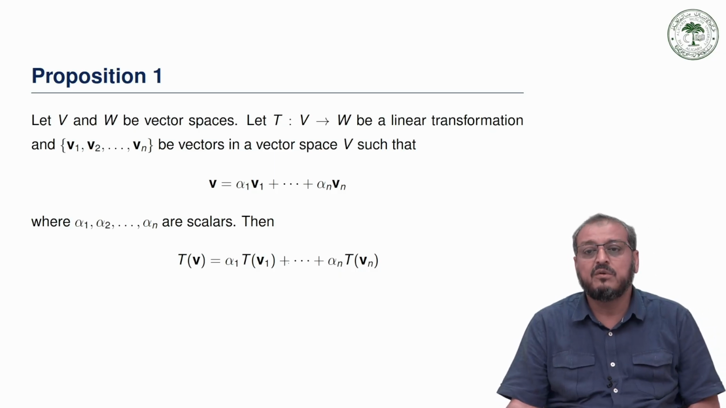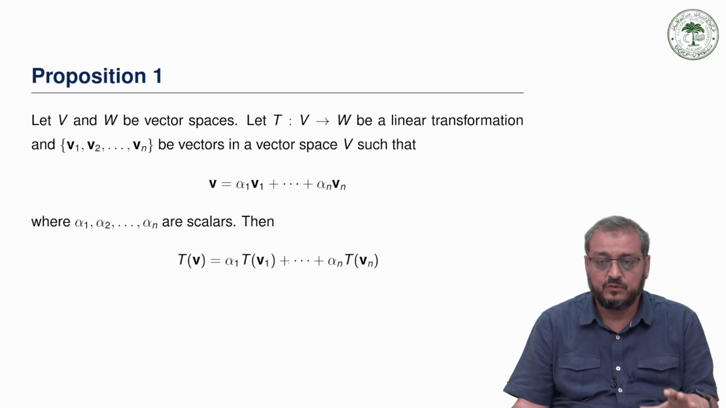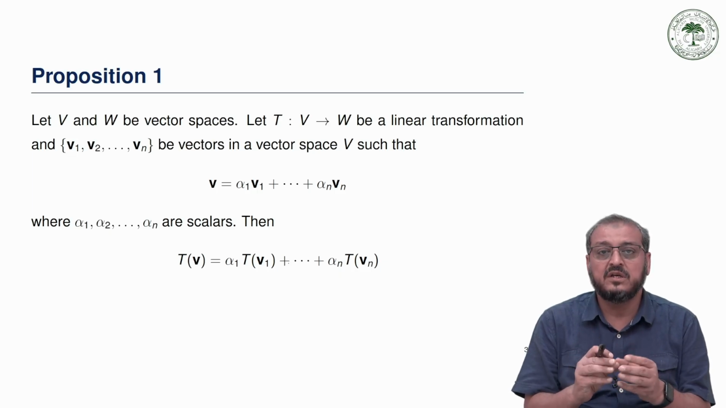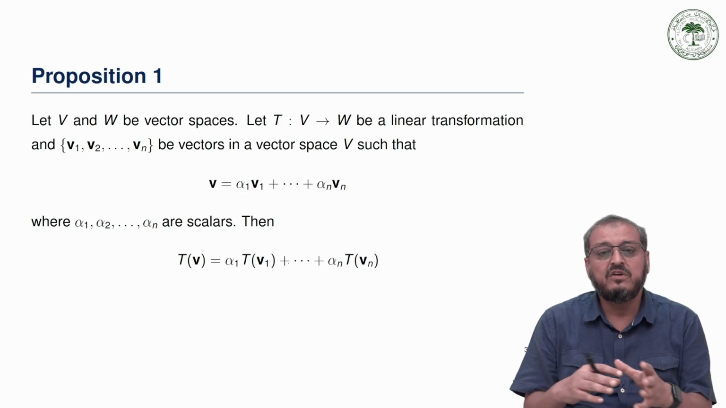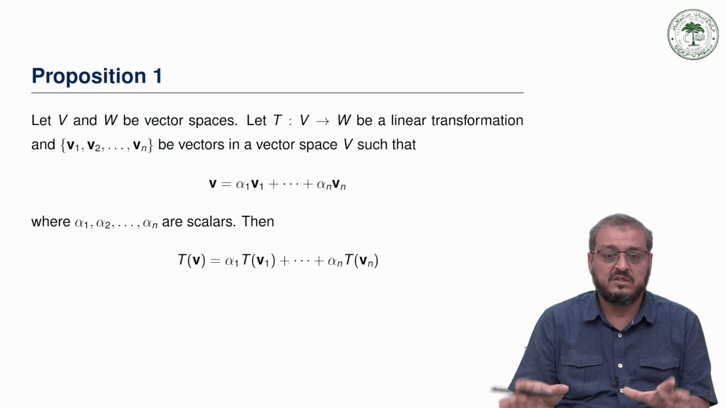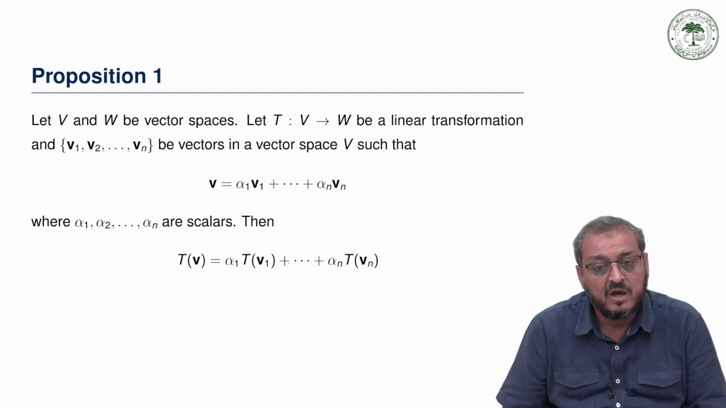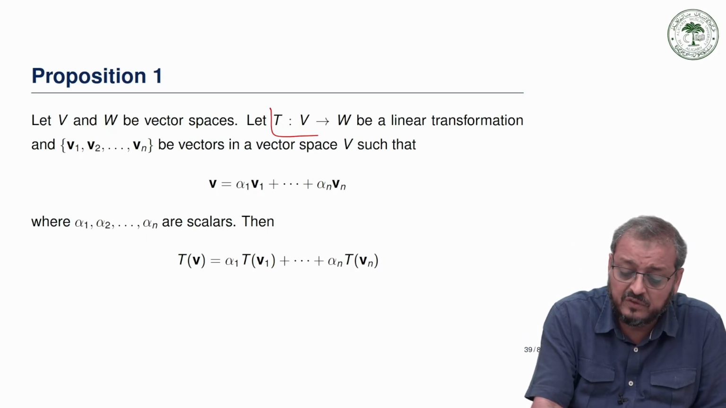T from V to W is a linear transformation, and V1, V2, up to Vn are vectors in the vector space V, such that V can be written as a linear combination of these vectors, alpha 1, alpha 2, up to alpha n, where alpha 1, alpha 2, up to alpha n are scalars. Then T of V can be written as a linear combination of T of V1, T of V2, and so on, because we are given that T is a linear map.